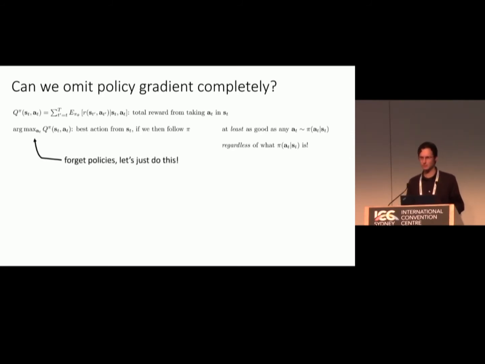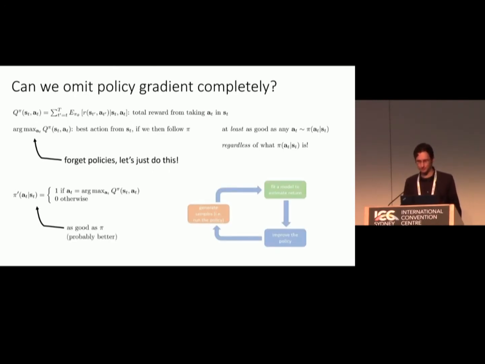So how about we just forget about policies and let's just do this. Let's just take actions according to the max of the Q. Instead of fitting V pi, we'll fit Q pi and just take the max. So the corresponding policy just looks like this. The probability of an action in a given state is just 1 if that action is the argmax of your current Q function estimate and 0 otherwise. And this new policy, pi prime, has to be at least as good as pi.